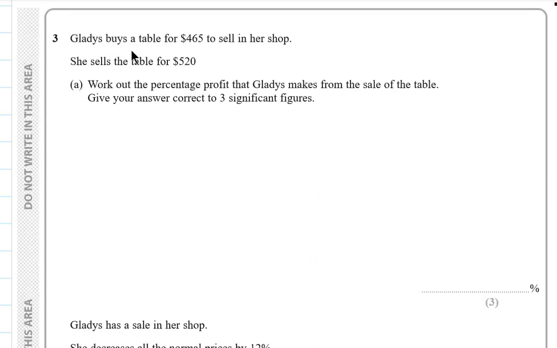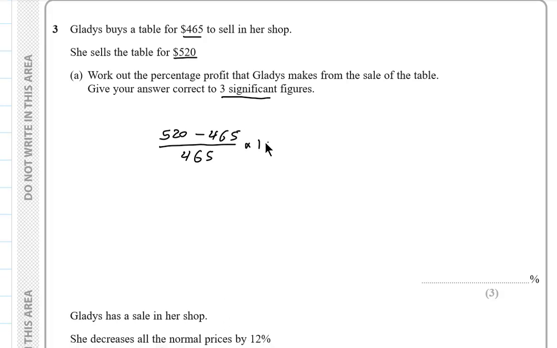3. Gladys buys a table for $465 to sell in her shop. She sells the table for $520. Work out the percentage profit. Give your answer correct to 3 significant figures. Okay, it's very easy. Just write 520 minus 465, divided by the original price, which is 465, times 100%. So the answer to 3 significant figures will be 11.8.